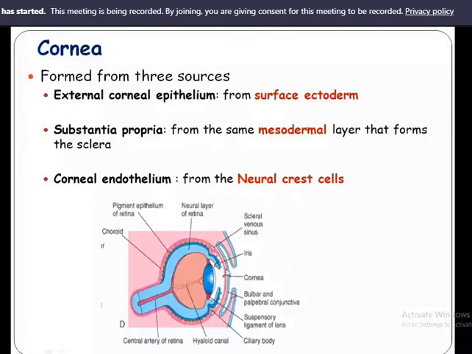The next one is substantia propria. The substantia propria forms the bulk of the cornea, which is mainly formed from the mesodermal layer, the mesoderm surrounding the optic cup. Now the next one is corneal endothelium. This corneal endothelium is developed from the neural crest cells.